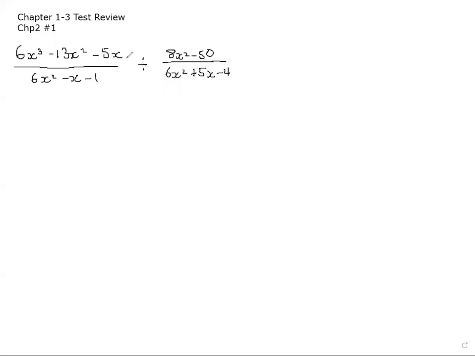Okay, by request, this is the chapter 1, 2, 3 test review. Chapter 2, question 1. It is a rational expressions question. It is a division. Questions like this, you're going to have to just ingrain in your mind that when it asks you to simplify, that's literally what it is.